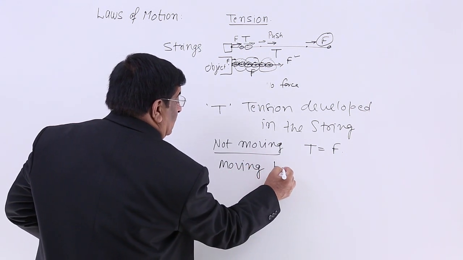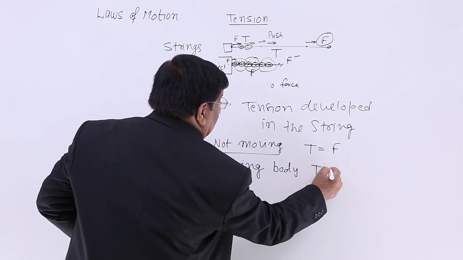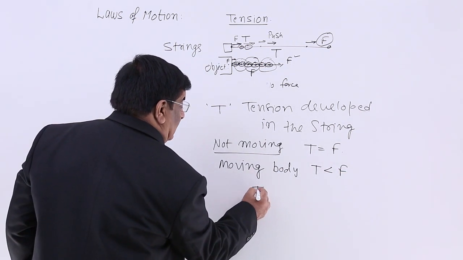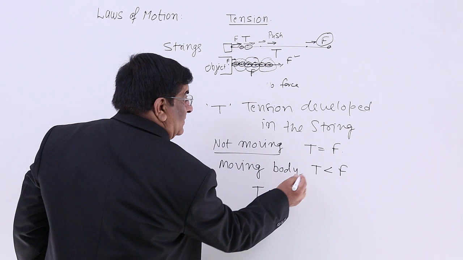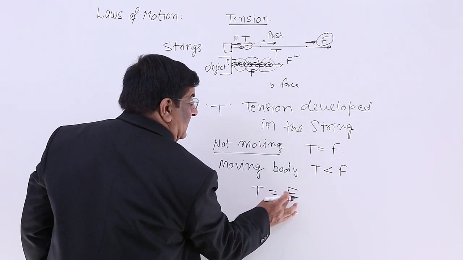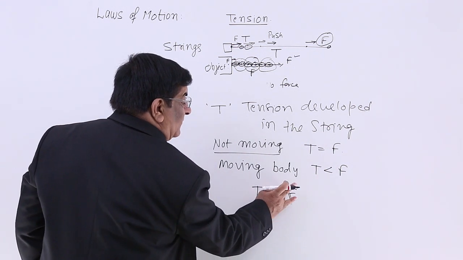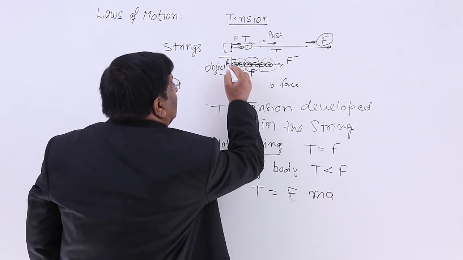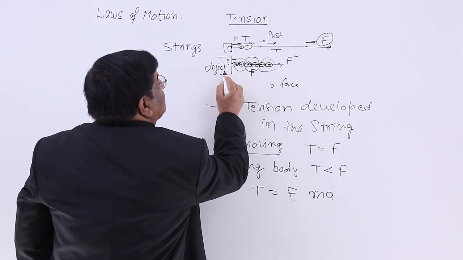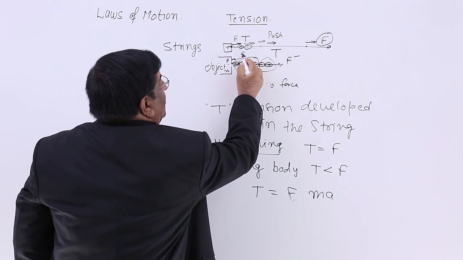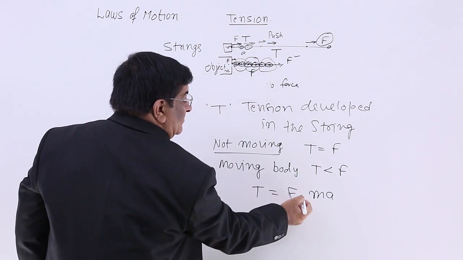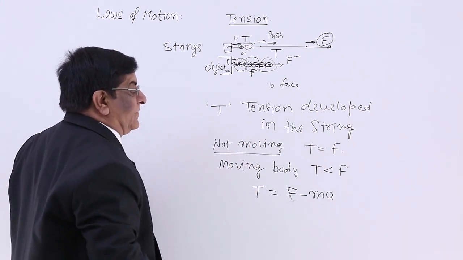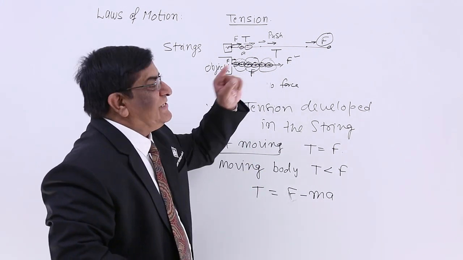Moving body, tension is less than F. How much is the tension? Total force was F, and a part of the force is used as mass into acceleration of this body, and the rest becomes tension. So this is tension.